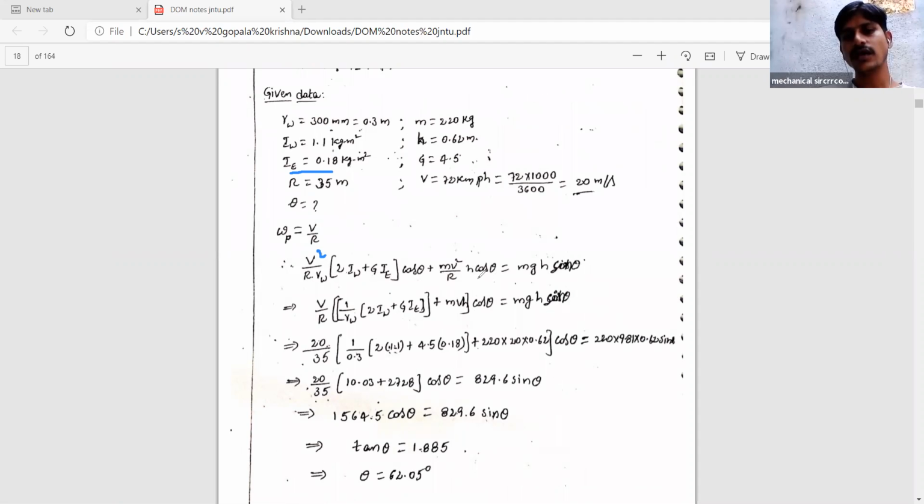v square by capital R into small r suffix w into 2I suffix w plus I suffix e G cos theta plus m v square by r into h cos theta equals m g h sin theta. What is the final formula? That is the final formula in our two-wheeler vehicle.